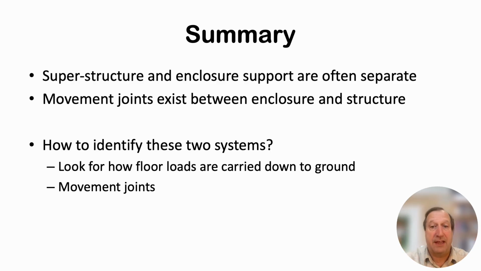So one of the key things is that if they are separate, you're going to see movement joints between the enclosure support structure and the superstructure. And so you should be able to see that. And if you can look at a building and see how the floor loads or the roof loads are carried down to the below grade condition, that will give you a good sign of what parts of the building are structure and what parts of the building are enclosure support side. Because the enclosure support is not taking the roof loads down to the grade. That's the superstructure.